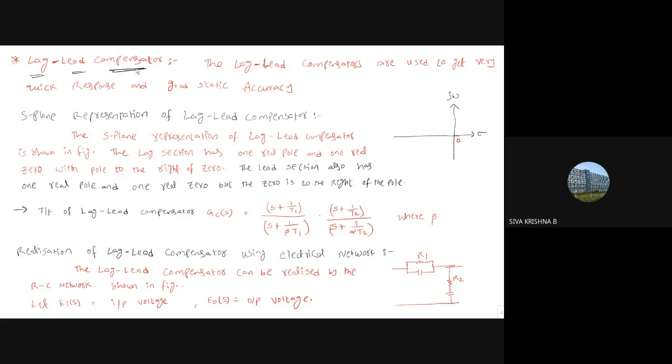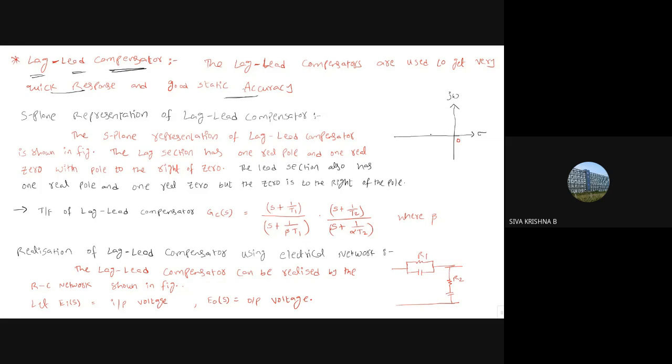Lag lead compensator. Next one, put a heading. First, the lag lead compensators are used to get very quick response and for good static accuracy. Mainly to get the response as fast as possible, and accuracy is the most important thing here. Accuracy.